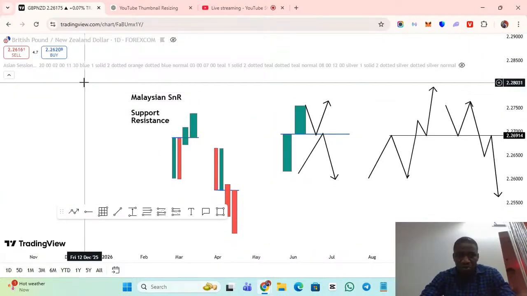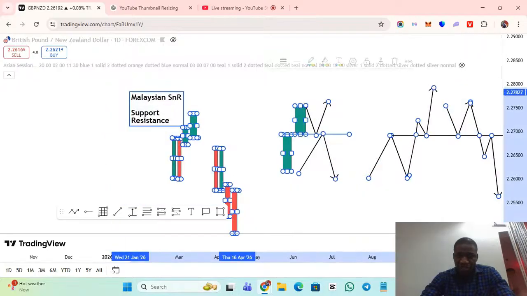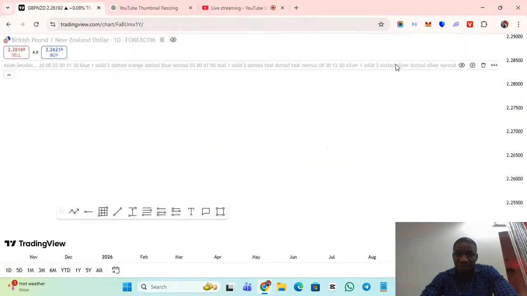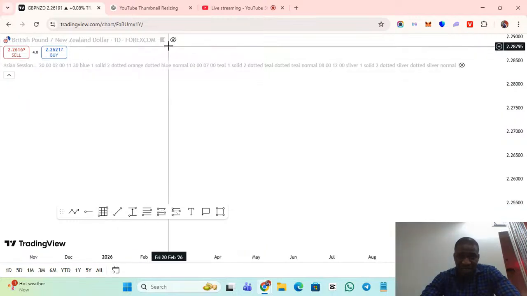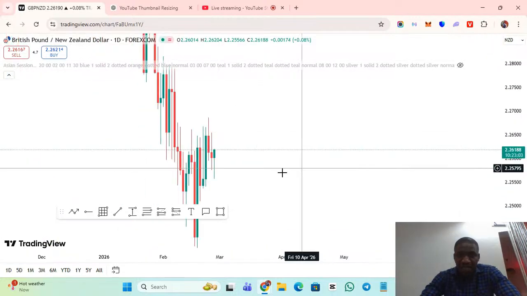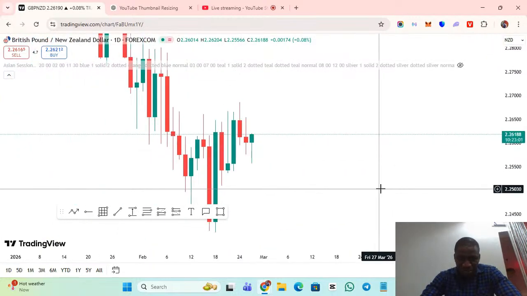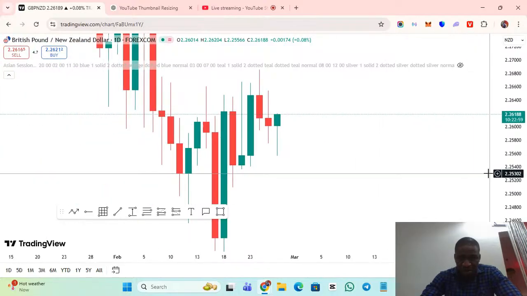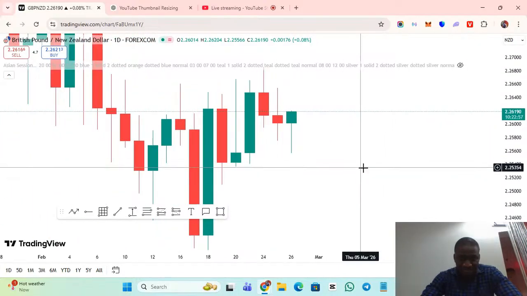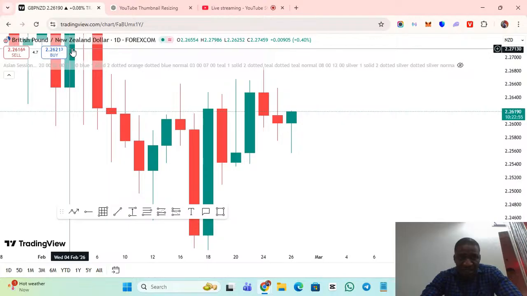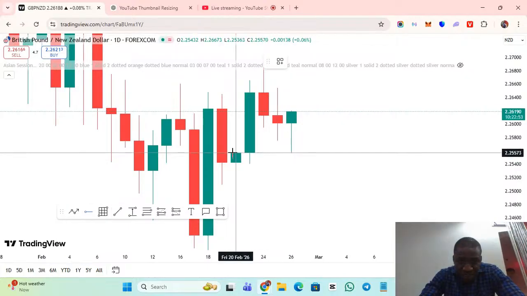Because this is our first class, I'm going to make a PDF on all of this. Let me show you guys something before we go, just so that you understand what I'm talking about. So look at this. This is GBP NZD, right? What do you see here? This is an open close. See this open and this close. This is an open close.